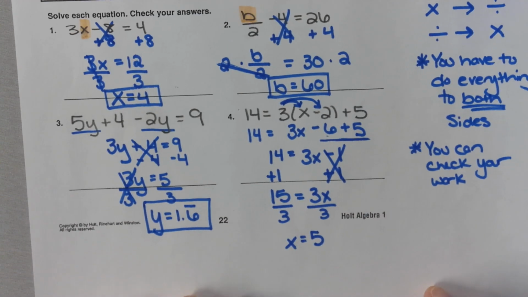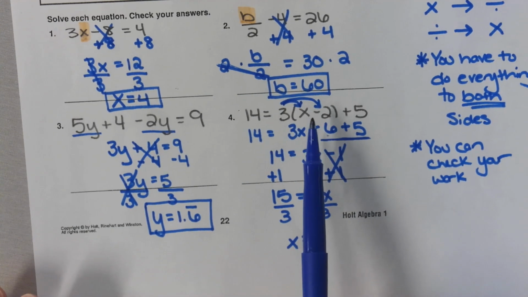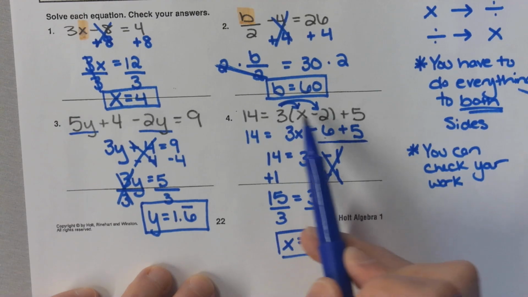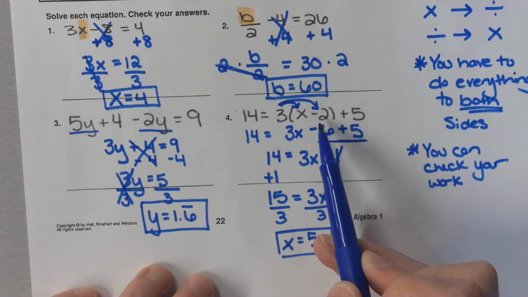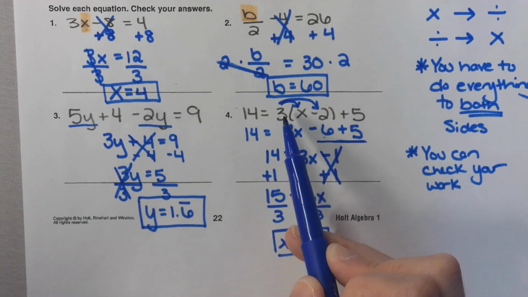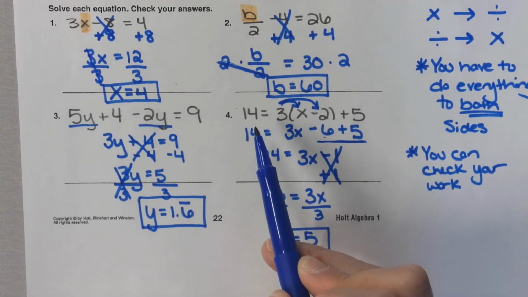5. Now, watch what happens if I plug this 5 back in. It should give me a true statement. So I'm going to check my work on this one. 5 minus 2 is 3. 3 times 3? 9. 9 plus 5, is that 14?